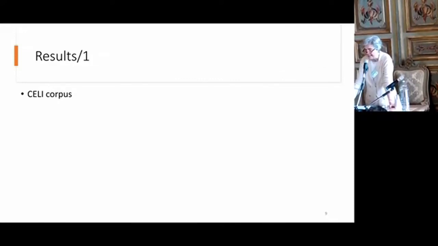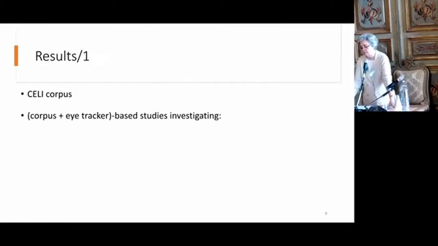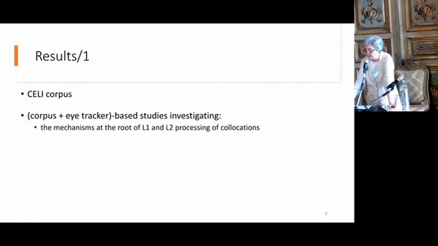And we used exam data for the CELI corpus. We have made different studies using corpus and eye tracker measures data. And we have tried to investigate the mechanism at the root of L1 and L2 processing of collocations. And we have found support for lexical priming theory. We'll see that later.